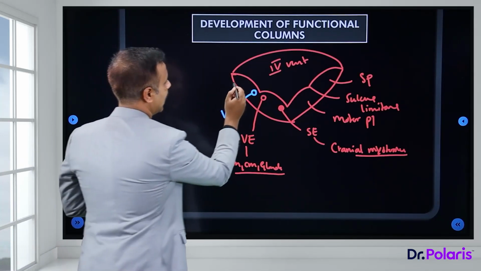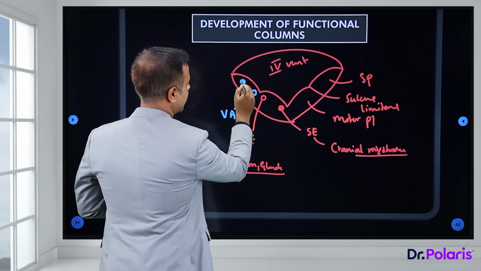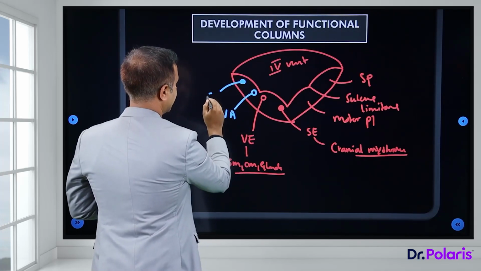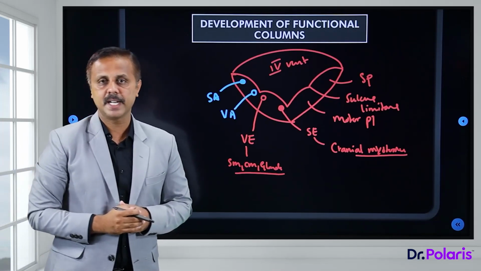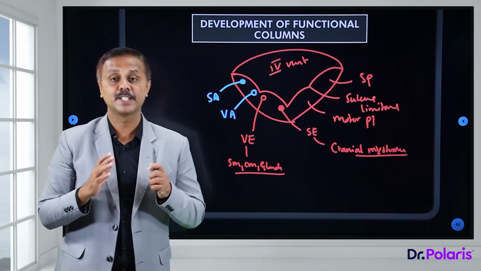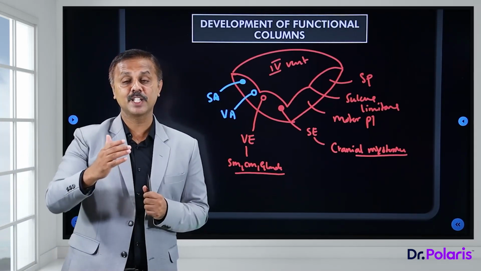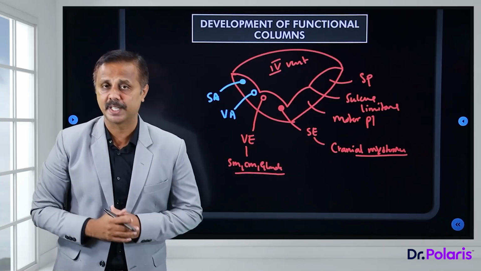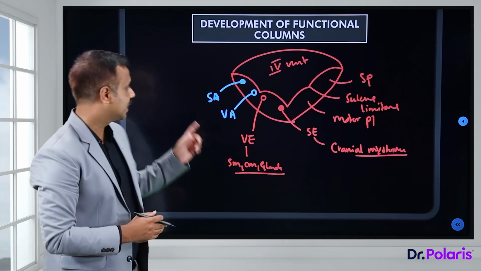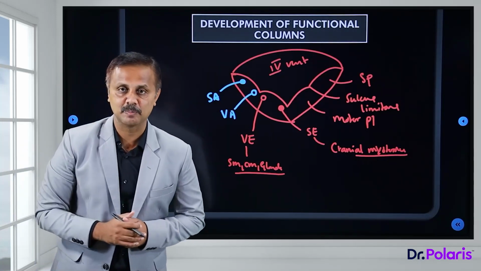Similar to that, we have one more functional column that appears here. And what do we call this now? This is referred to as the somatic afferent column. The somatic afferent column is responsible for carrying cutaneous sensation from the same structures which are derived from somites. So this is regarding the somatic afferent column.